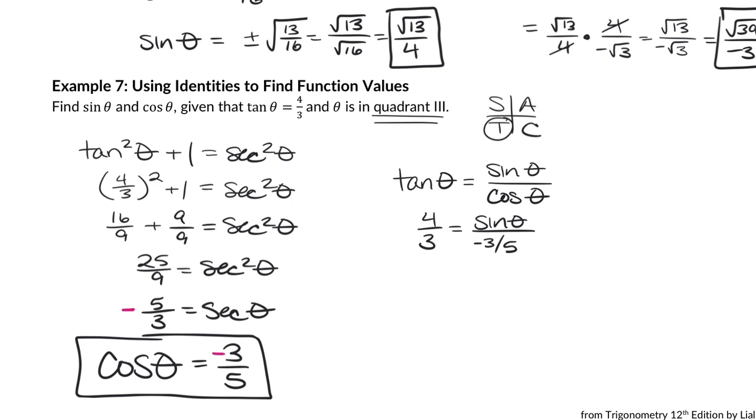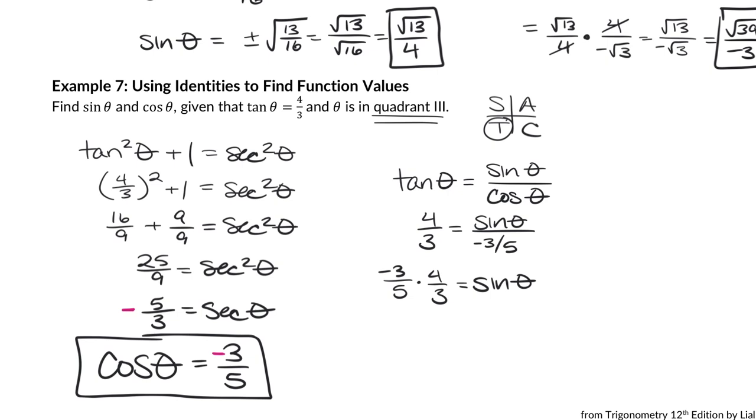Okay, so now I have cosine being negative. If I want to solve for sine of theta, how do I get rid of that denominator of negative 3/5? You multiply it. I multiply it on both sides. So I have negative 3/5 multiplied by 4/3. That's going to be equal to sine of theta.